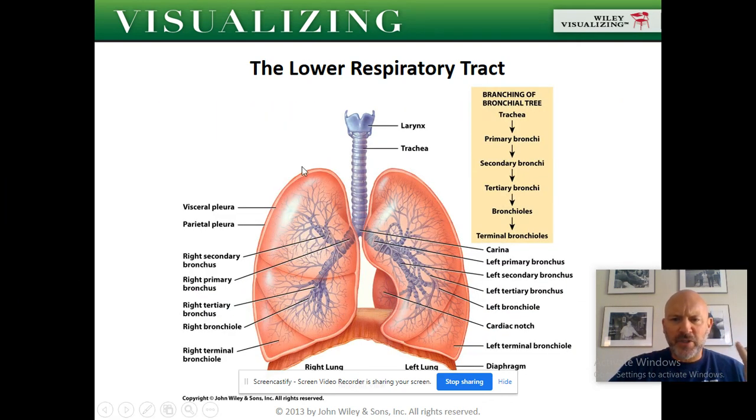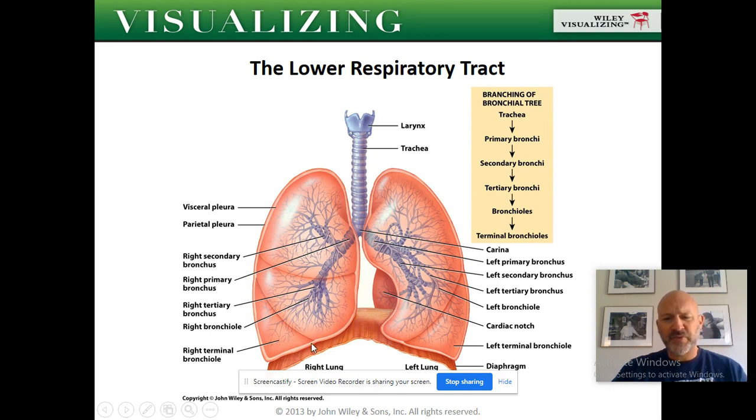If we look at the lungs, you can see there's a little bit of difference between the left lung over here and the right lung. The left lung has this notch cut out of it. This is called a cardiac notch. And of course, this is where the heart would sit. If you look at the number of lobes, too, the right lung has 3 lobes, where the left lung has 2 lobes. And then we see this big sheet of muscle, the diaphragm.